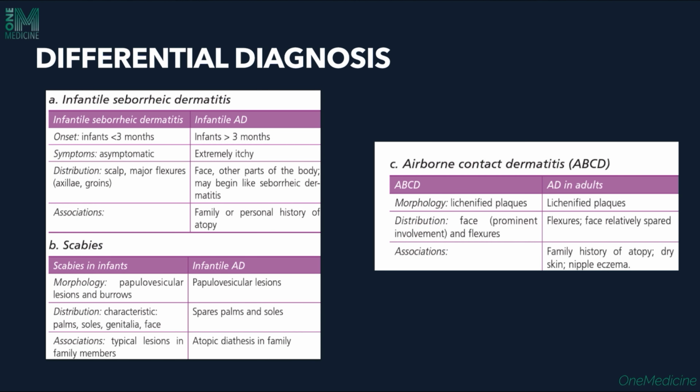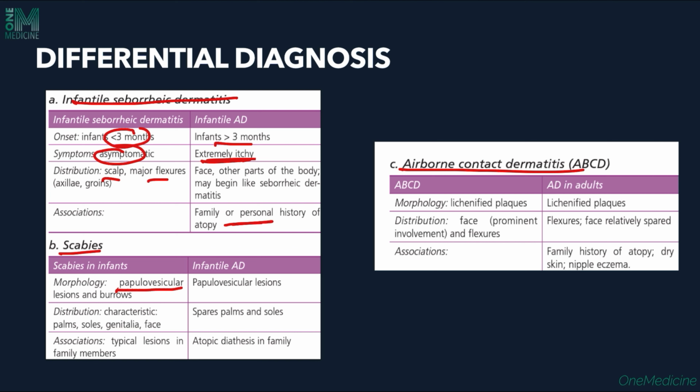The differential diagnosis includes infantile seborrheic dermatitis, scabies, and airborne contact dermatitis. In seborrheic dermatitis, infants less than 3 months are affected and it is asymptomatic, and seborrheic areas are involved, that is the scalp and major flexures. Here, in atopic dermatitis, it is more than 3 months, they are extremely itchy and other body parts may also be affected, and a personal or family history of atopy is present.